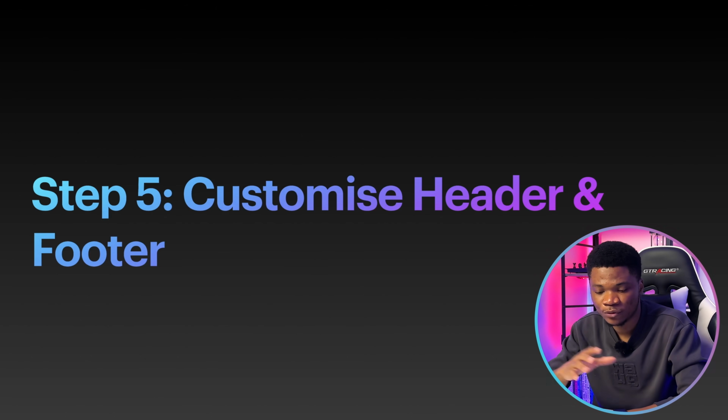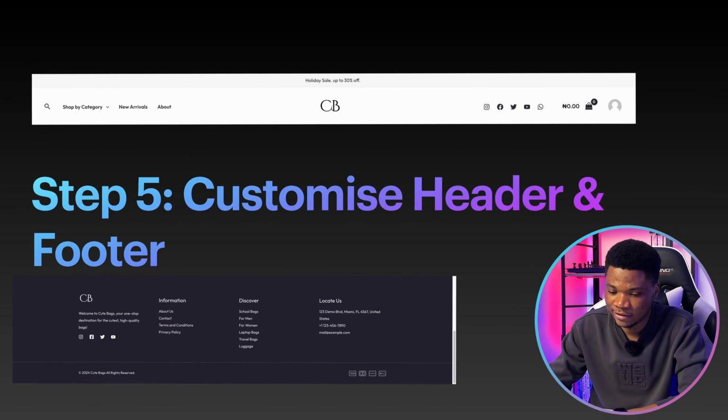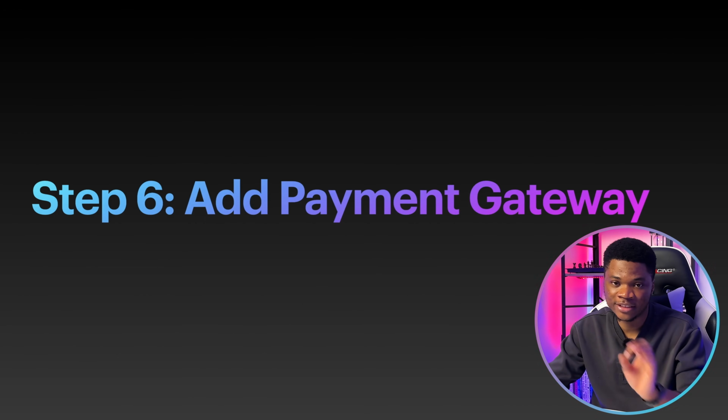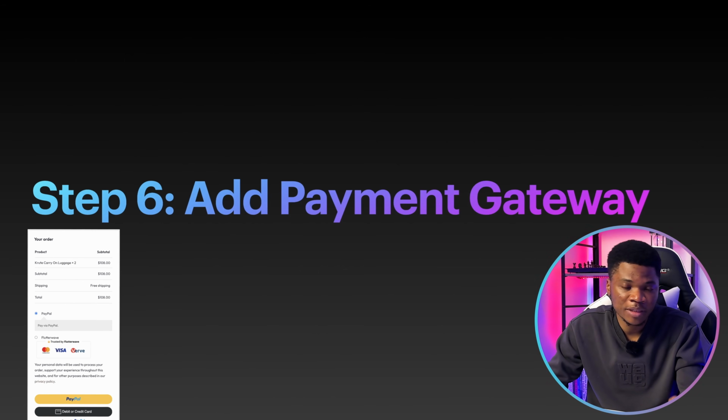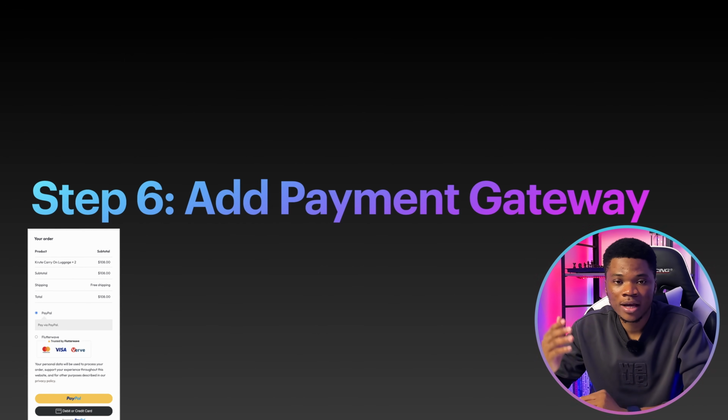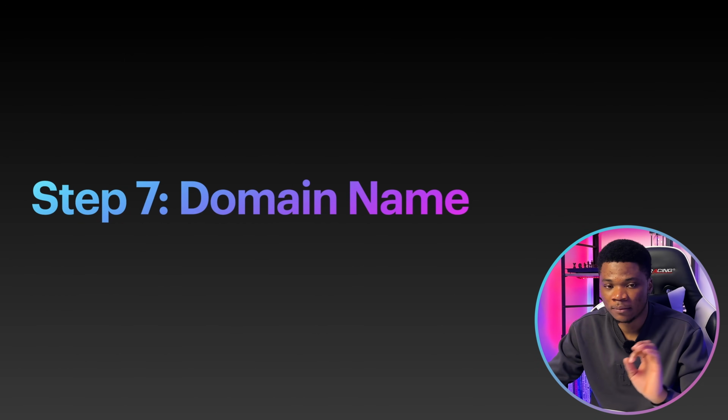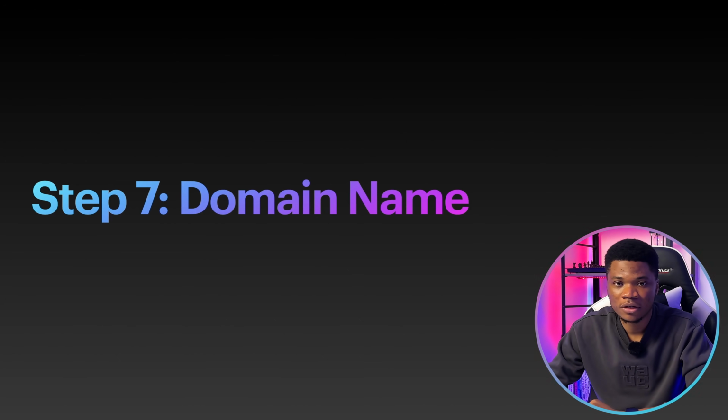And in step 5, we'll customize the header and the footer of the website. Step 6, we are going to add a working payment gateway that people can use when buying stuff. And then step 7, we'll get a domain name for our website.